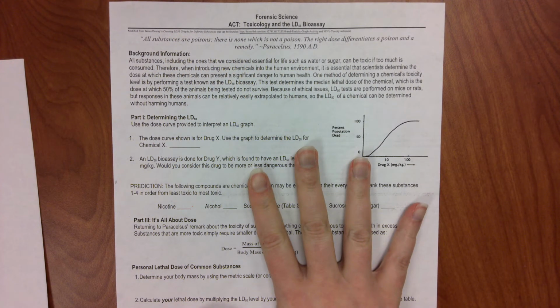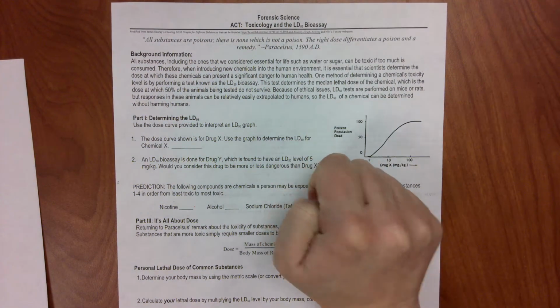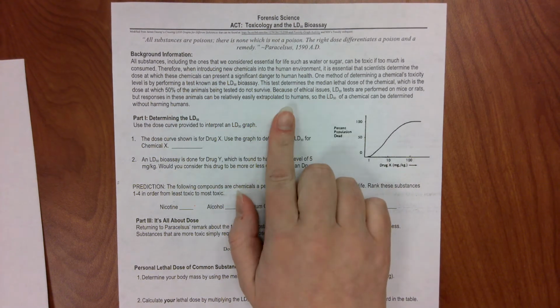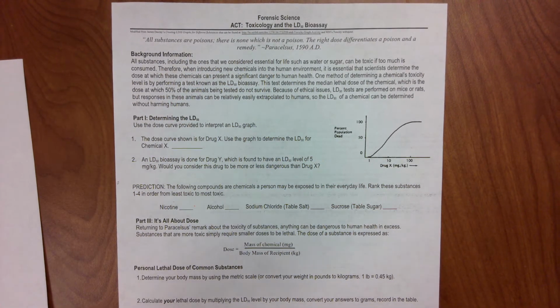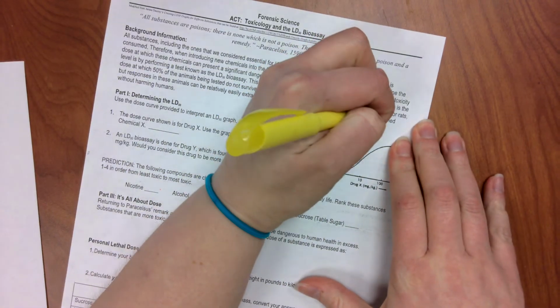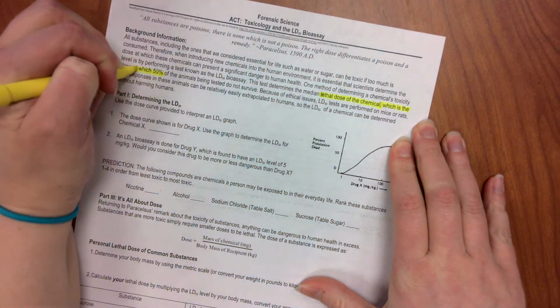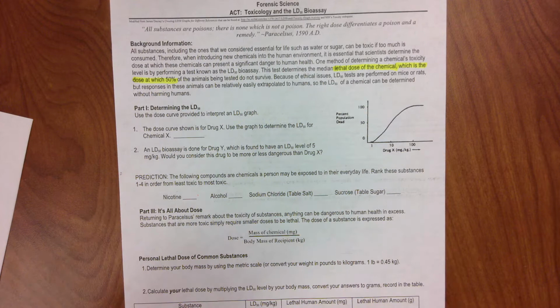For this guide, this is going to help us figure out what a lethal dose is for lots of different substances. Up here, your background information talks about what the LD50 is. The LD50 is the lethal dose of a chemical of 50% of the animals being tested. So the LD50 is when 50% of your population ends up dying.